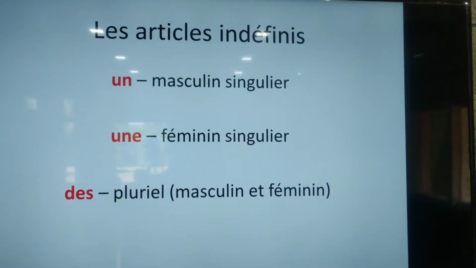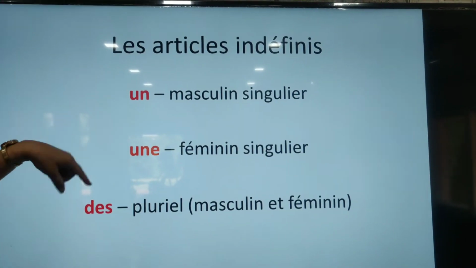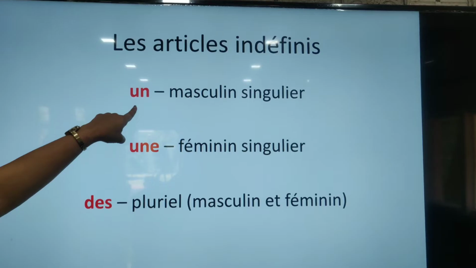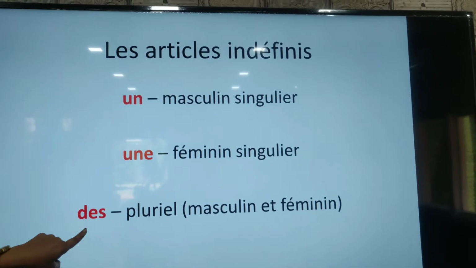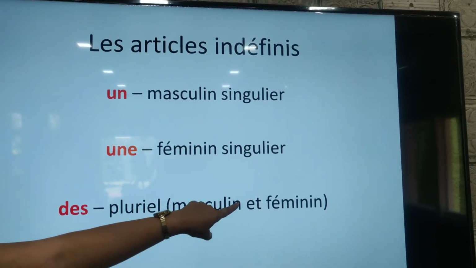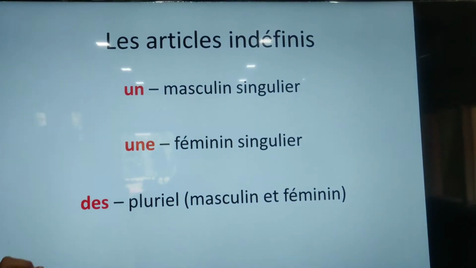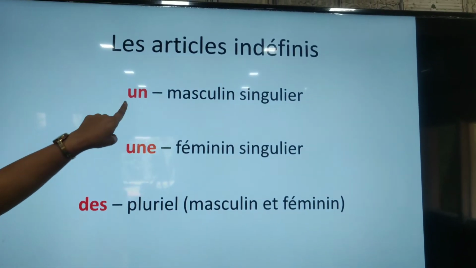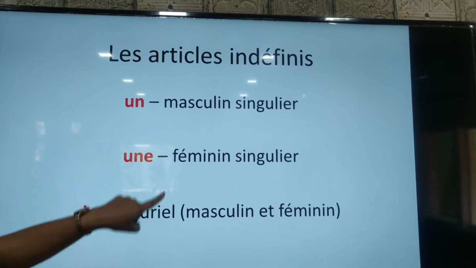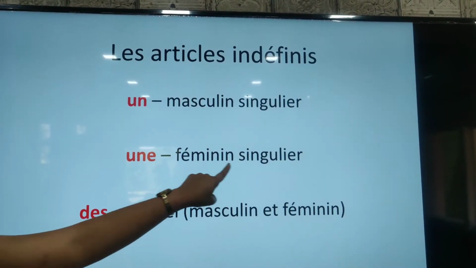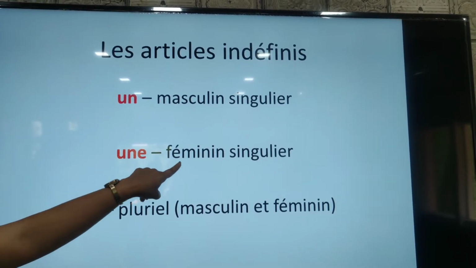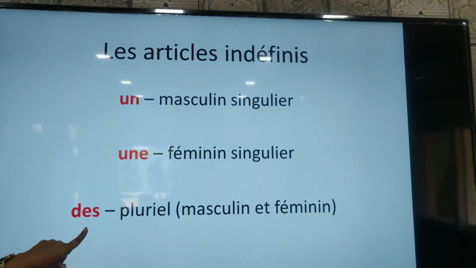So to understand better what is indefinite article, how to use them, let's look at the table here. Les articles indéfinis, as I told you, un is used for masculin singulier, une for féminin singulier, and des for pluriel masculin et féminin. So what does it mean? If a noun is masculine and it is singular, it will take un. But if the same noun is plural, then we will use des. If a noun is feminine and it is singular, we'll use une. And if it is the same noun is plural, then we will use des.